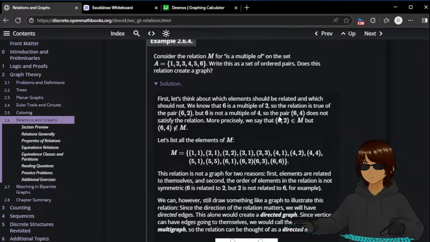6 is not a multiple of 4, so the pair (6, 4) does not satisfy the relation. More precisely, we say that (6, 2) is part of M, but (6, 4) is not.